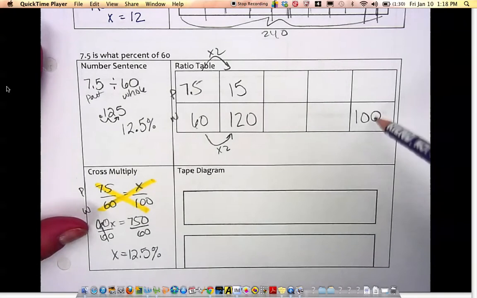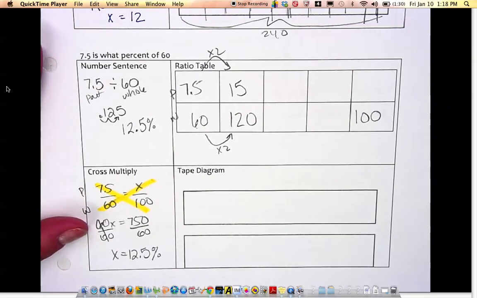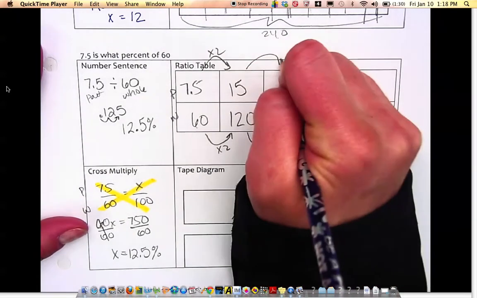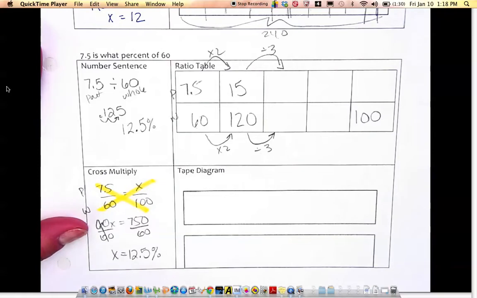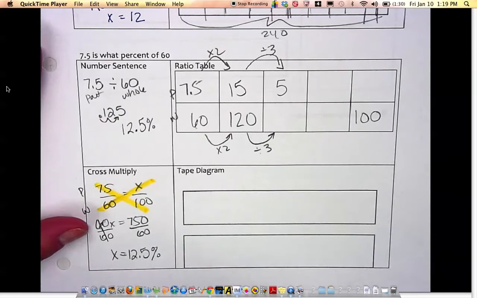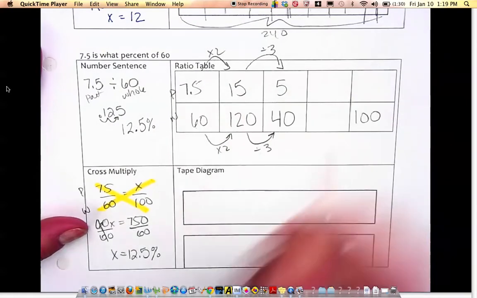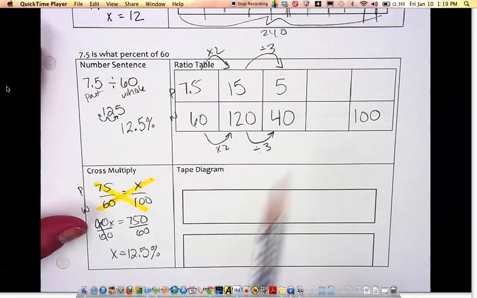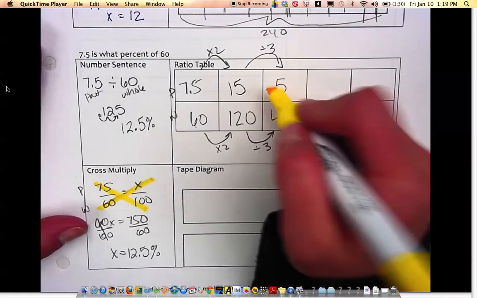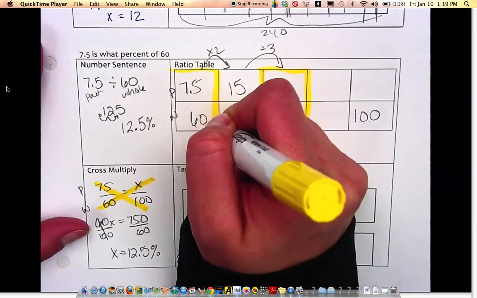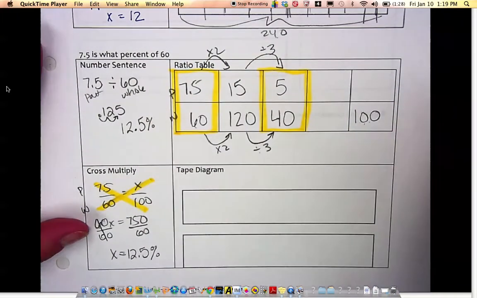But my target's 100. So I think now I'm going to divide by 3 to get to some nice whole numbers. All right, so 15 divided by 3 gives me 5. And 120 divided by 3 gives me 40. And, ooh, I see some columns that are going to work. Because I need to get 100, 60 and 40 give me 100. That works out nicely. So I just like to highlight around my columns so I know which ones are the ones that worked for me.